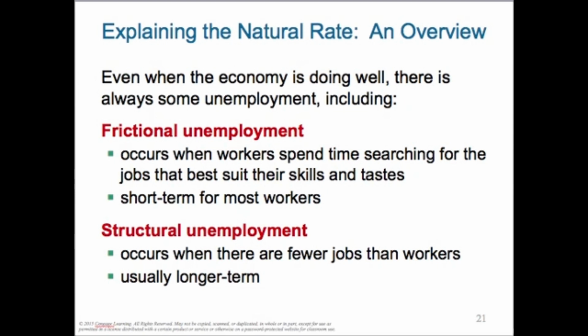Even when the economy is doing well, there's always some unemployment. These include frictional unemployment and structural unemployment. Frictional unemployment occurs when workers spend time searching for jobs that best suit their skills and tastes. Most of this unemployment is short term. However, if you have a very specific skill set, like say you're a CPA or you have some sort of specific forensic accounting experience, it's going to take you some time to find the exact job you're going to want. So that's frictional unemployment. It occurs when workers spend time searching for jobs that best suit their skills and tastes.